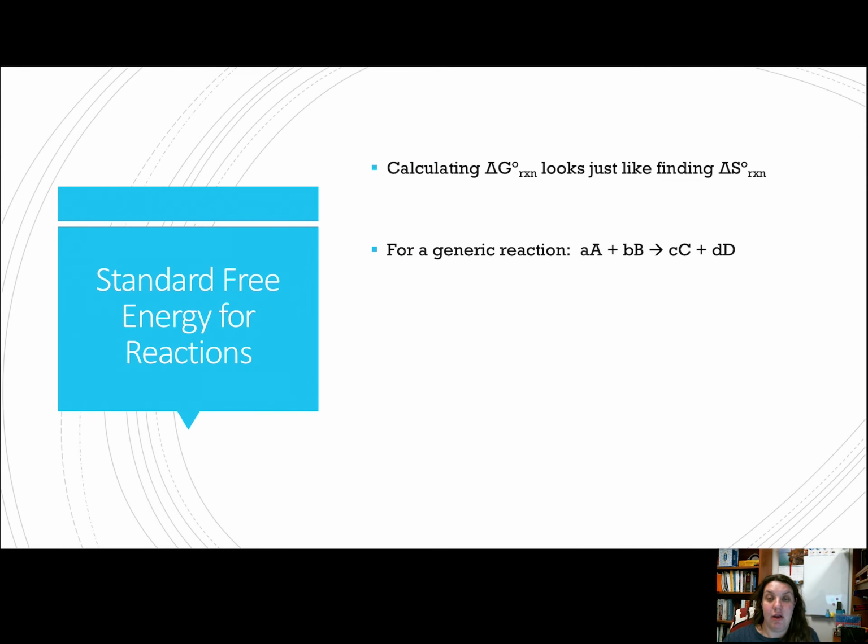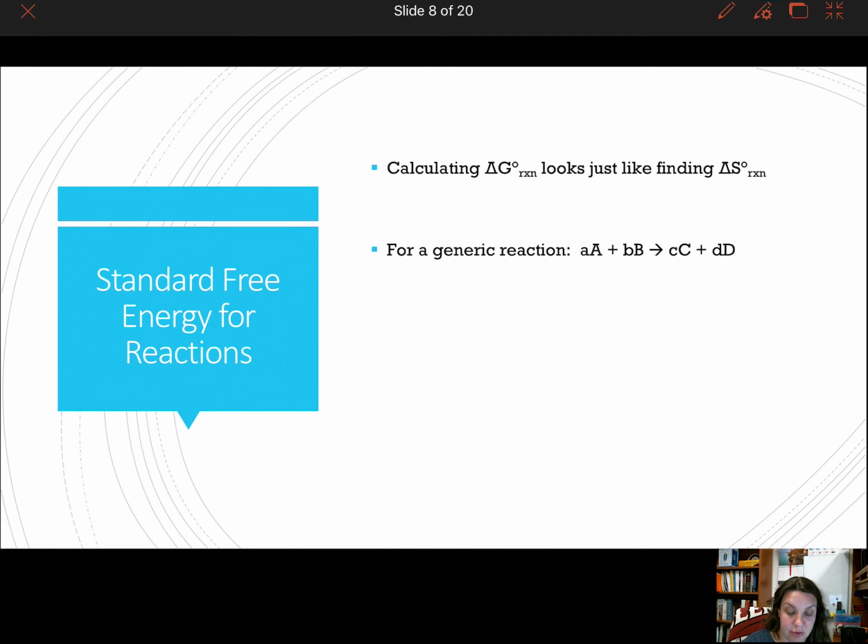Okay, so first, our delta G of reaction looks just like our delta S of reaction. So we're going to find it the same way we did for the other. So our delta G naught of reaction will be equal to our delta G naught of our products minus the delta G naught of our reactants. So we can use a table to find the same thing that we've already done. In the table that I gave you, you'll find delta H naught, delta S naught, delta G naught, and all of those will be used in order to figure out these values. So you don't need to remember these.